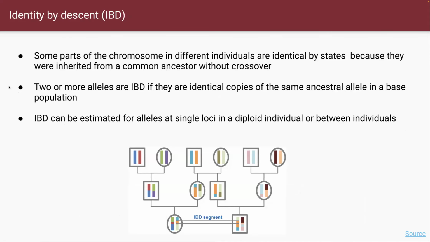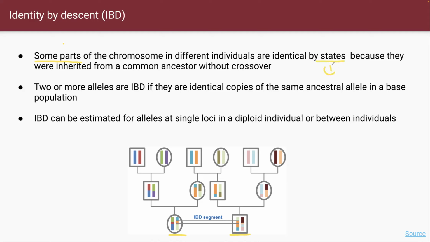So let's start off with IBD first. IBD is when you have some parts of the chromosome in different individuals. Some parts means we can think of a haplotype, a genotype, or an allele. Anything we can think about as a genetic component on the chromosome. And if you look at the different individuals, like in here, they are identical by state.